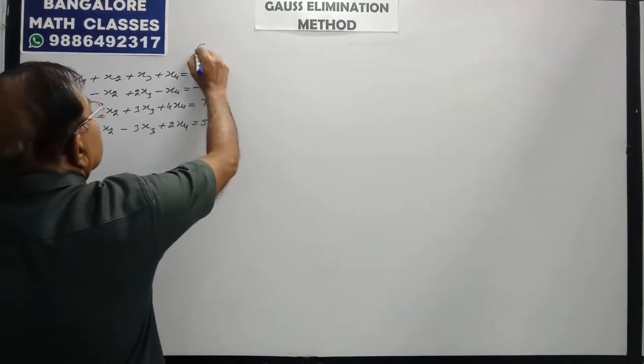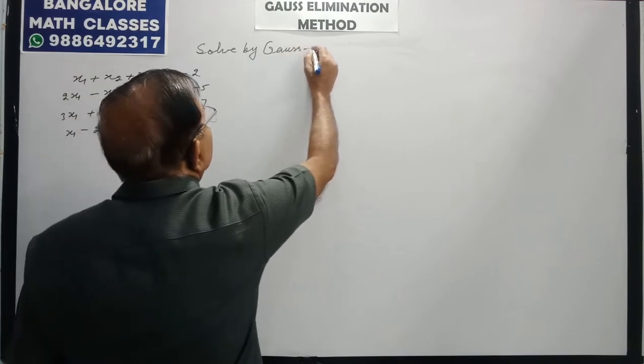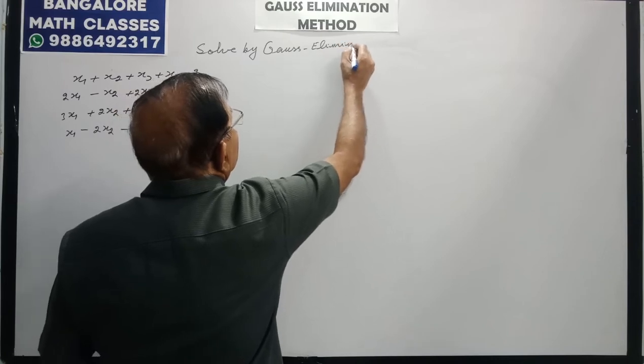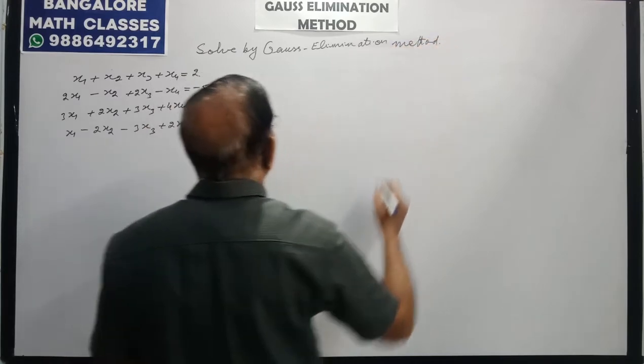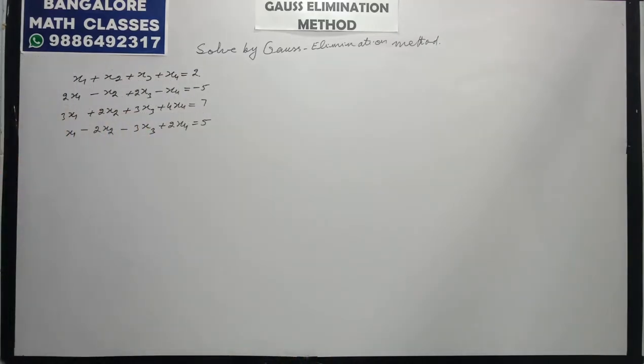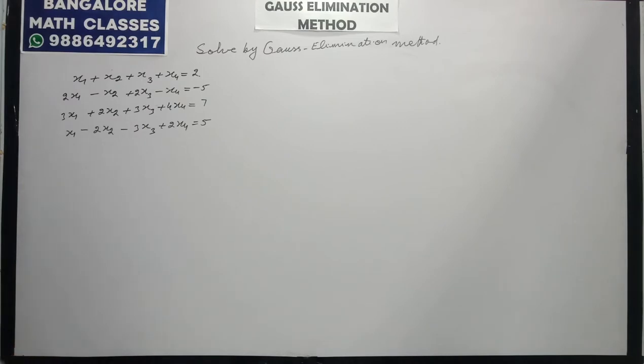Solve by Gauss elimination method. x1 plus x2 plus x3 plus x4 equals 2. 2x1 minus x2 plus 2x3 minus x4 equals minus 5. 3x1 plus 2x2 plus 3x3 plus 4x4 equals 7. x1 minus 2x2 minus 3x3 plus 2x4 equals 5.